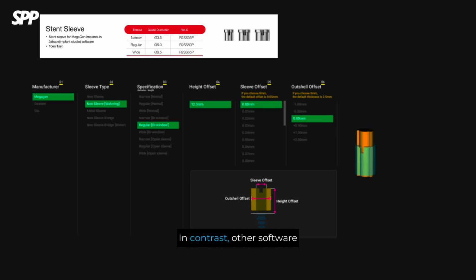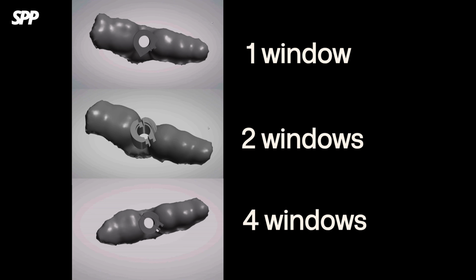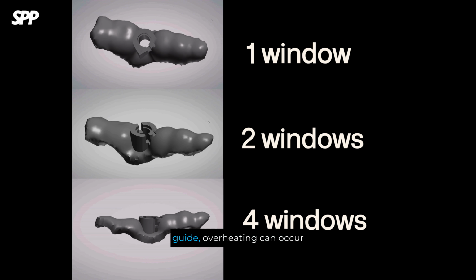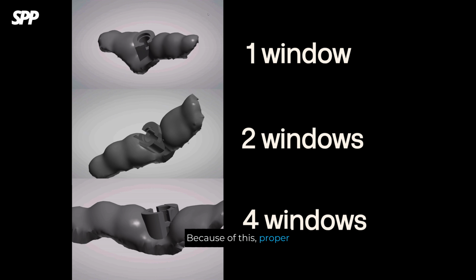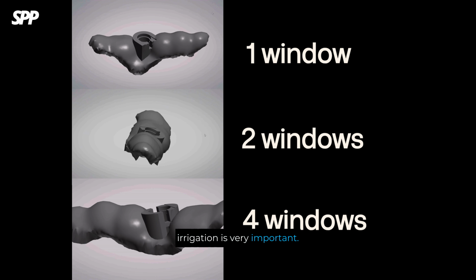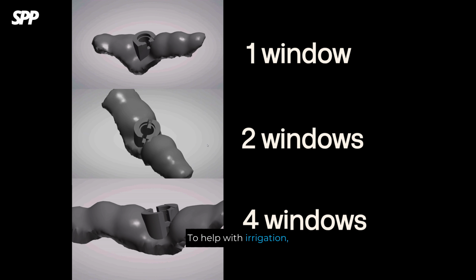In contrast, other software programs, such as Implant Studio or Blue Sky Plan, generally require the use of metal sleeves as a standard. When using a surgical guide, overheating can occur during drilling. Because of this, proper irrigation is very important. To help with irrigation, there is an option to create up to 4 windows in the surgical guide.